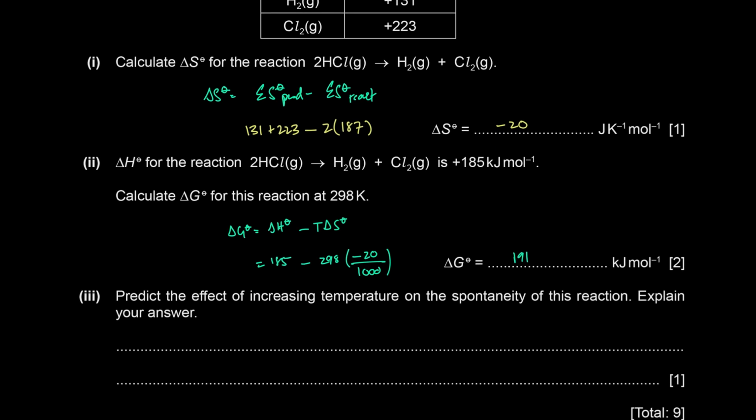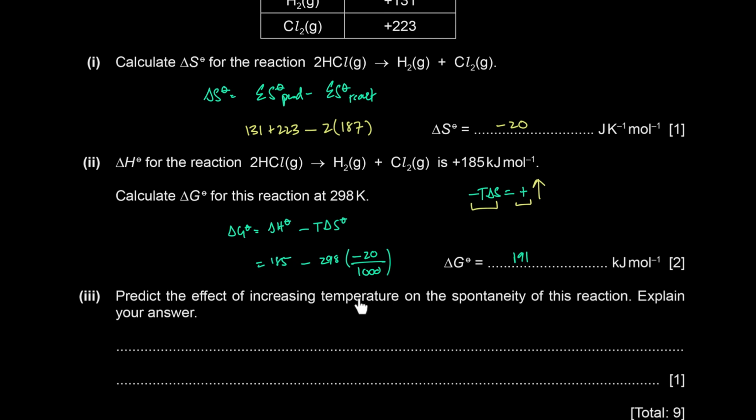Predict the effect of increasing the temperature on the spontaneity of this reaction. Now, this entire term, this minus T delta S, is a positive value, right? You have a minus and a minus, so this is a positive value. So if I increase the temperature, what happens to this value? It becomes more positive.